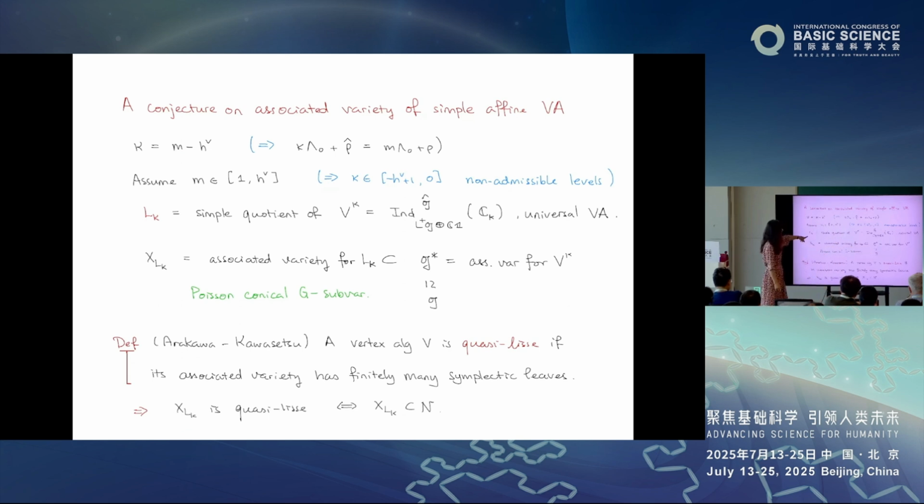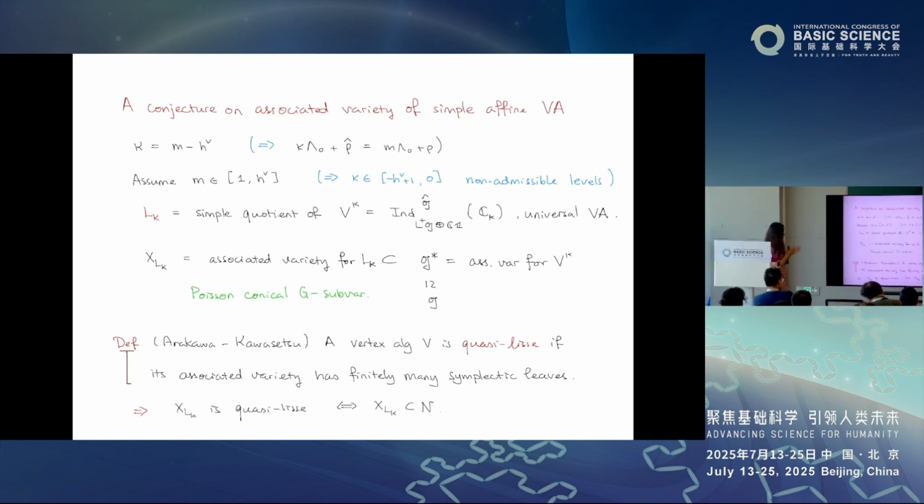And then this is a quotient. So L_kappa is a quotient, so its associated variety is a subvariety. It's a closed subvariety in g*. It is Poisson and it's conical and it's stable under the G action. Okay. And then one more definition.